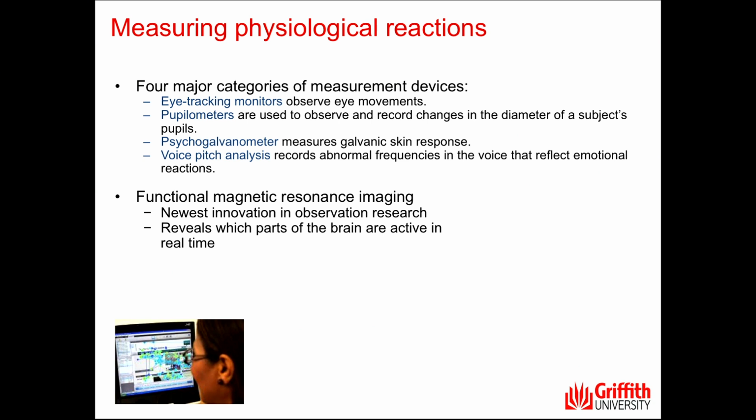You can also have, with the latest technology, functional magnetic resonance imaging, the newest innovation in observation research. It can reveal which parts of the brain are active in real time. Let's say a respondent is shown different advertising, and then you can observe which part of the brain actually activates. So these are examples of different forms of observation.